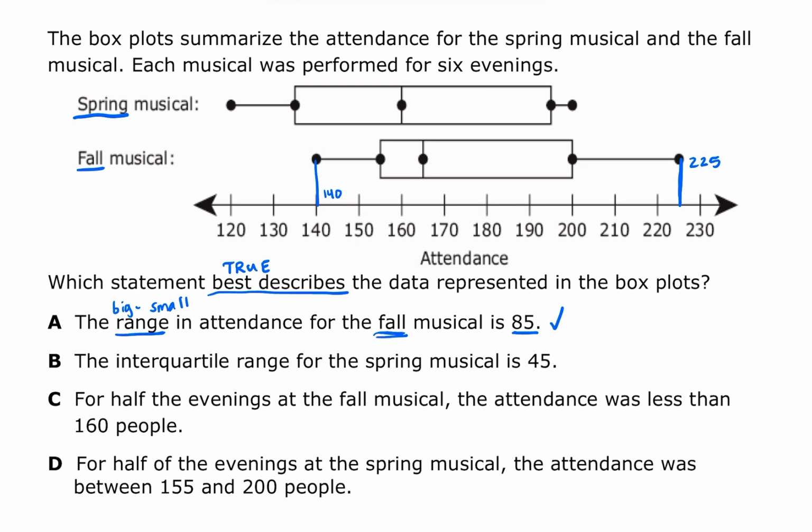So the next one would be interquartile range, which would be Q3 minus Q1. This is for spring, would be 45. So now we're looking at spring, and I want Q3, which would be 195, and Q1, which would be 135. And if I subtracted those, I would get 60, not 45. So that is not true.